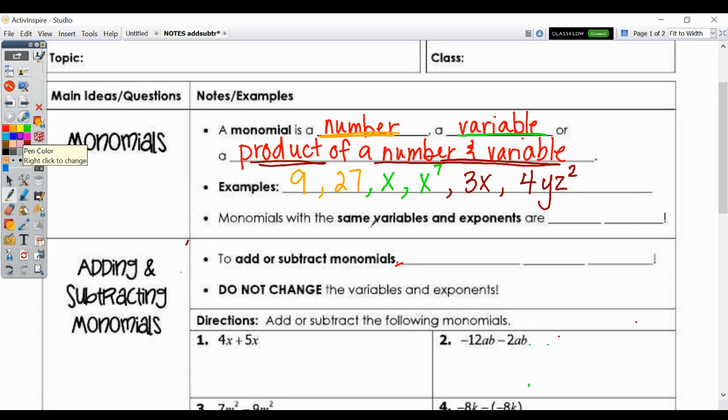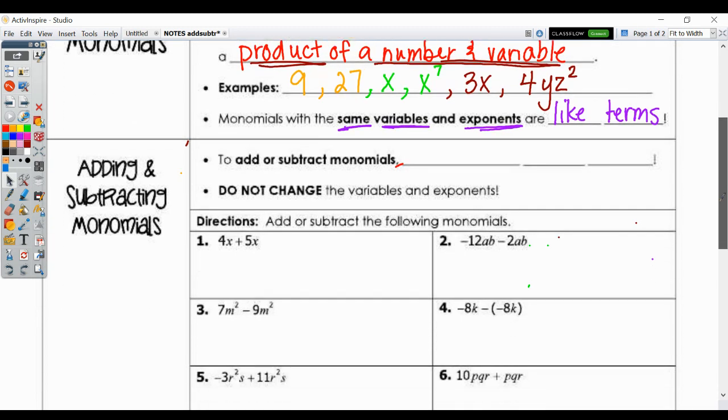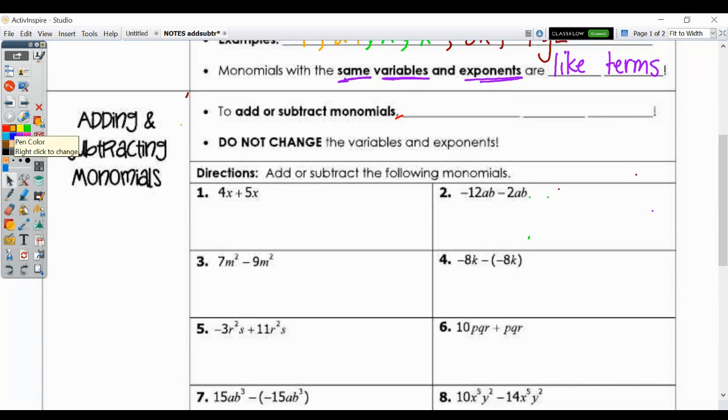Okay, monomials with the same variables and exponents are like terms. We've said the words like terms all year. Okay, so let's go into adding and subtracting. To add and subtract monomials, all you have to do is combine like terms. You do not change the variables and exponents. The only thing you change is the coefficients in front.